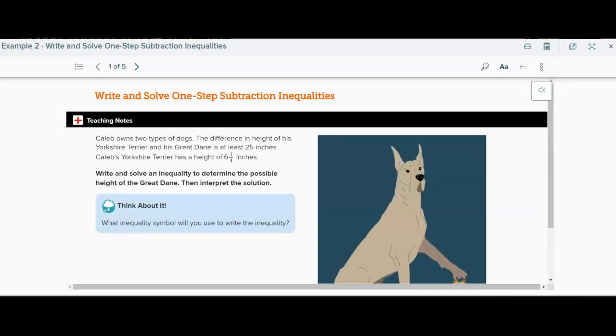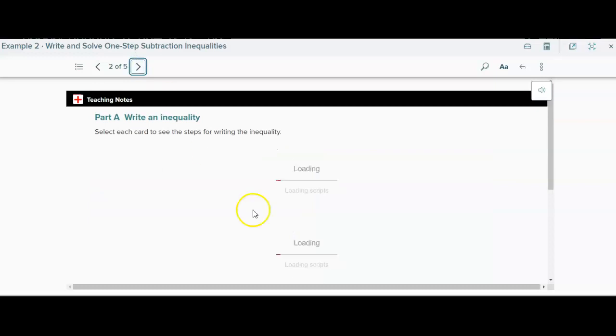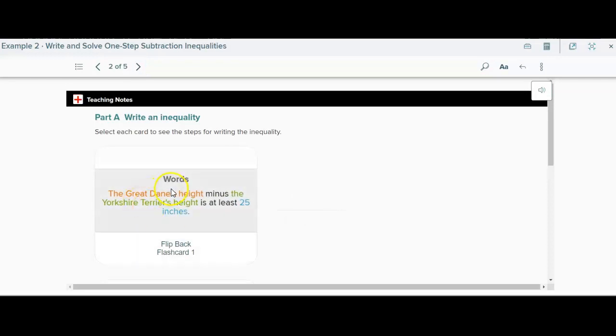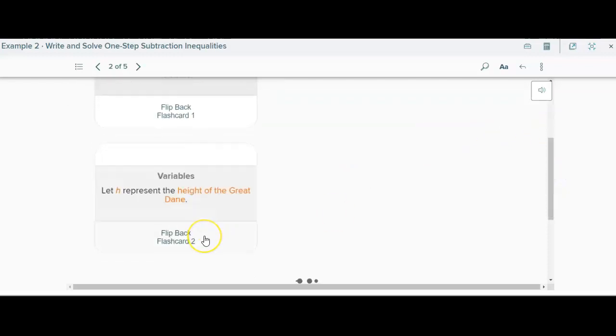Here's another example. Follow along in your book. Fill in any blanks that there might be. Caleb owns 2 types of dogs. The difference in height is at least 25 inches. Caleb's Yorkshire Terrier has a height of 6 1/4 inches. The difference in height is almost more than 2 feet from the tiny dog to the big dog. Okay, so again, in words, the Great Dane's height minus the Yorkshire's height, because it's talking about the difference in height, is at least 25 inches. So the subtraction part shouldn't be too bad.